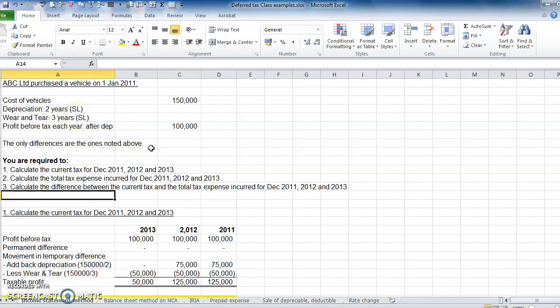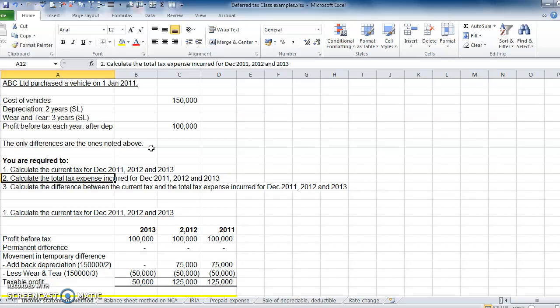So you are required to calculate our current tax for each of the 3 years, and calculate the total tax expense incurred for the 3 years. Why are we calculating those two? We're calculating those two because the difference between the two will then be our deferred tax adjustment, right? So we calculate our current tax for all the years, the total tax expense, and then the difference between the two will be our deferred tax adjustment.